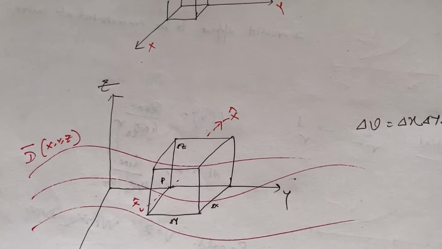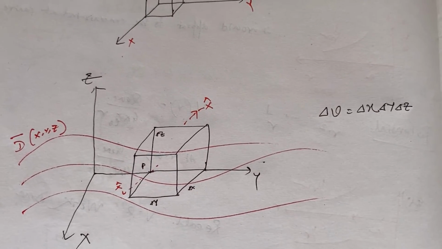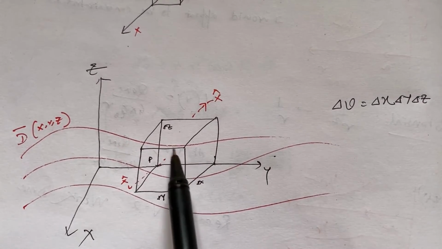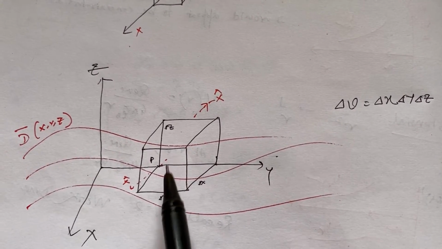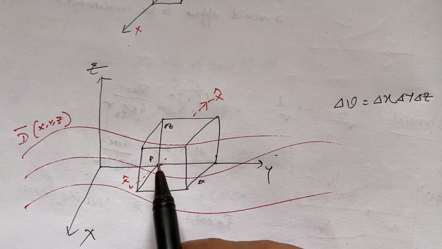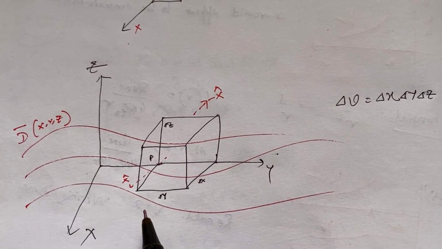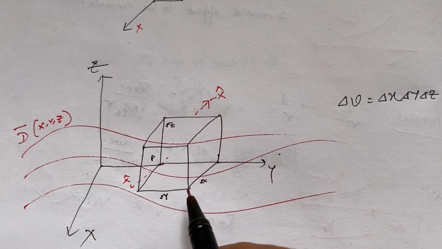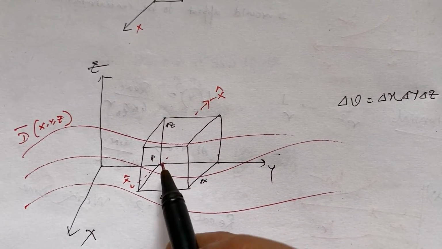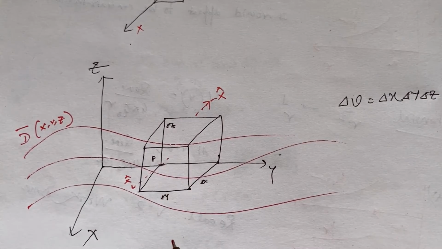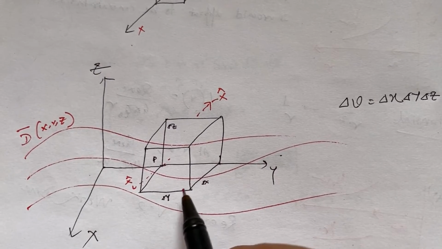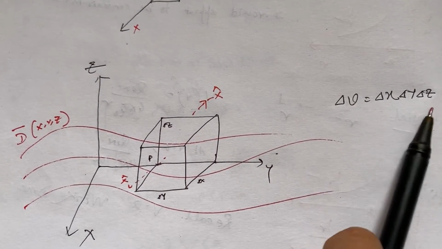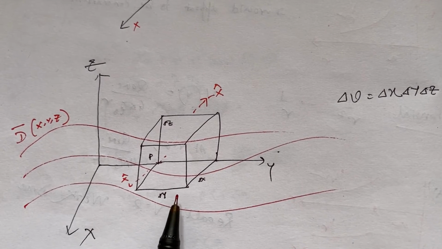I have zoomed in on this volume. So suppose that the cube is sitting here. This center is P. P is of course a function of x, y, z. Along this direction y changes, along this direction x changes, and along this direction z changes. So this is delta x, this is delta y, and this is delta z. This is the volume of this element.